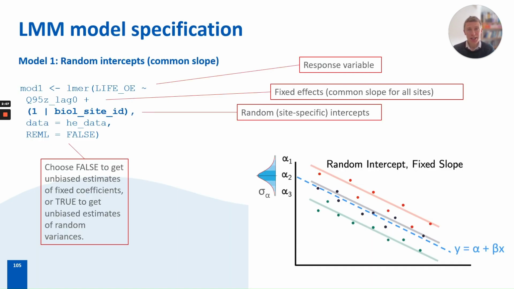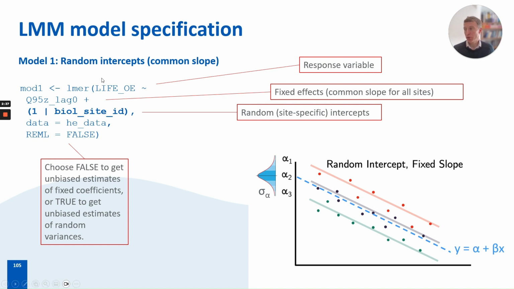For the next couple of slides, I've got a couple of very simple examples to illustrate the code that we can use to fit a linear mixed effects model. This first model, which we're calling Model 1, is the very simplest kind of mixed effects model. It's a random intercept model with a common slope. Here you can see that we are using the LMER function, and we set up a model formula to define which variables we want to include as predictors.